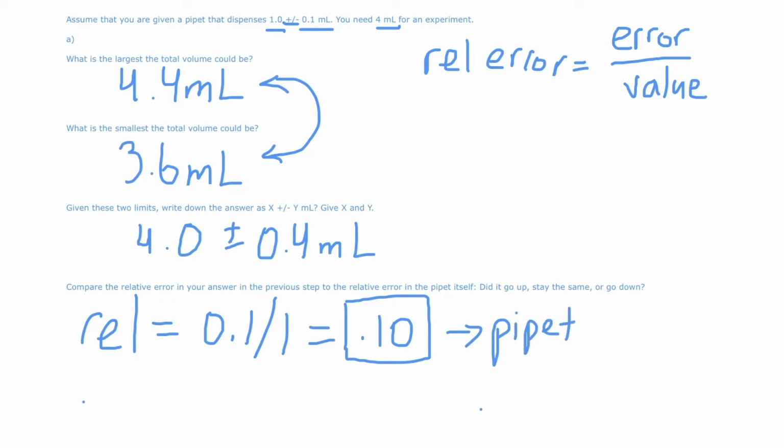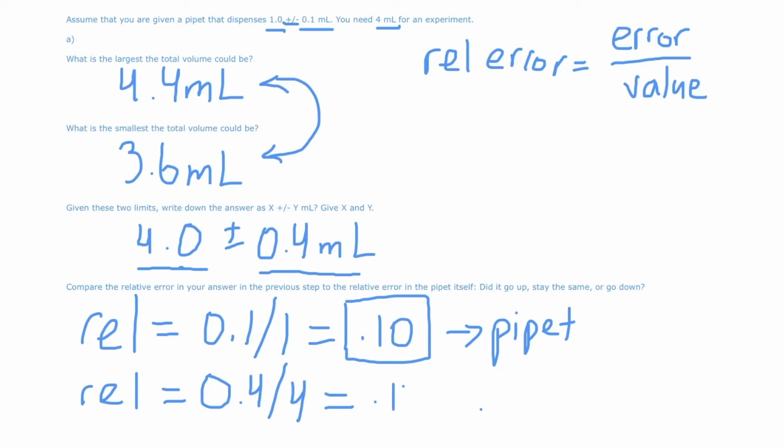Okay, now our relative error in the previous answer, we see that we have 4 right here in the first part, and that's our total value. However, the plus or minus 0.4 is our total error in this step. So we can write out the same thing: 0.4 as our error over the 4 milliliters. And as you can see, if we work out the calculation here, we'll get 0.10 as well.